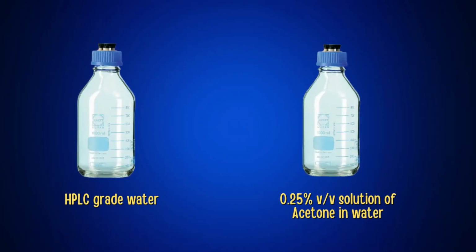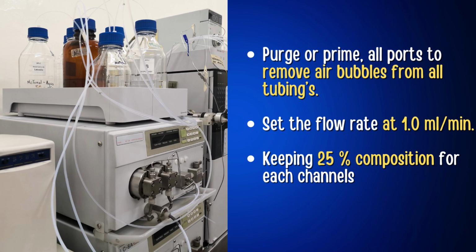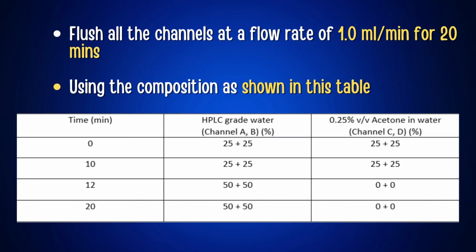Now take HPLC grade water in a separate mobile phase reservoir. After that, put channel A and B in HPLC grade water and channel C and D in 0.25% volume by volume acetone solution in water. Purge or prime all ports to remove air bubbles from all tubings. Then set the flow rate at 1.0 ml per minute, keeping 25% composition of each channel. Allow the system to stabilize for a few minutes.